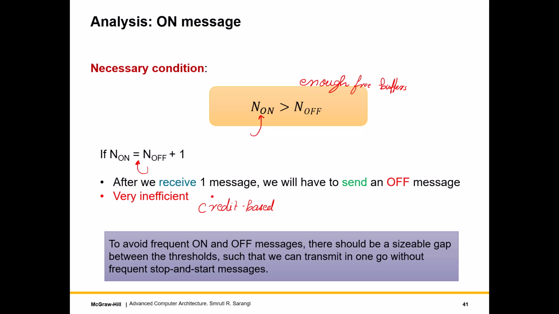So to avoid frequent on and off messages, there needs to be a sizable gap between the thresholds, such that without sending frequent start-stop messages, in one go we can transmit a fair number of messages.